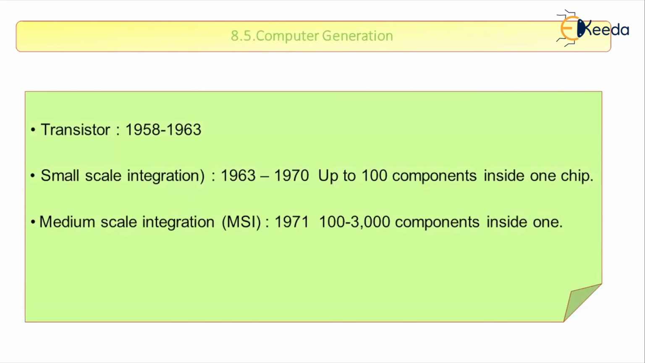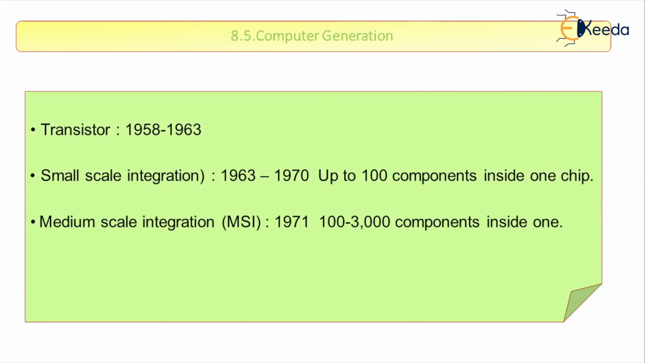Now, when you look at the generations of computers, the transistor generation started from 58 to 63. Small scale integration had up to 100 components in a chip. In the previous slide, when we spoke about VLSI, 10,000 components were included in a chip, and it was called very large scale integrated circuits. When it came to small scale integration, it was only up to 100 components coordinating with each other to give us the desired output and result.